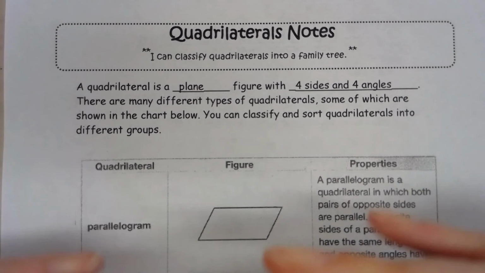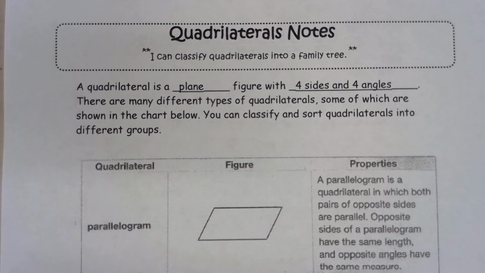Sometimes, like in this table down below, you don't write down every single word that you see. Instead, you write down those key details that are most important. So we'll talk about that in just a second.